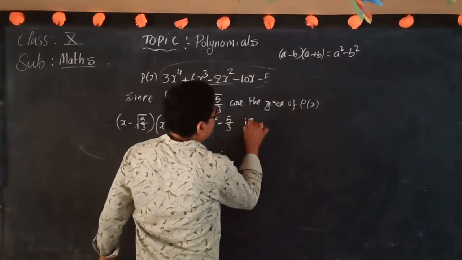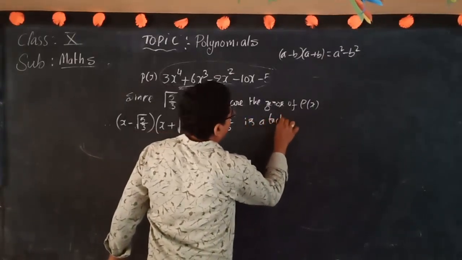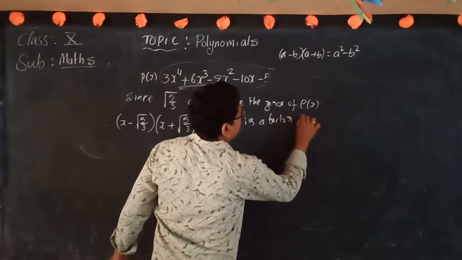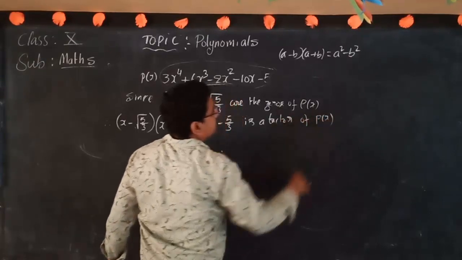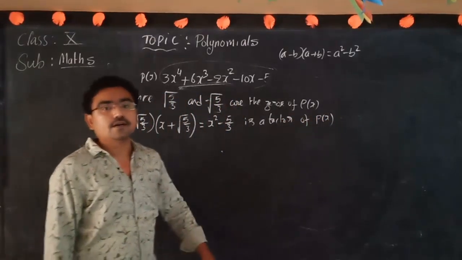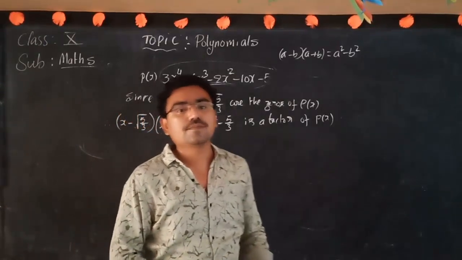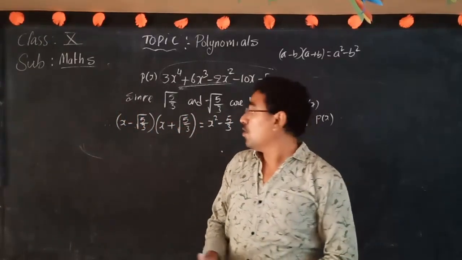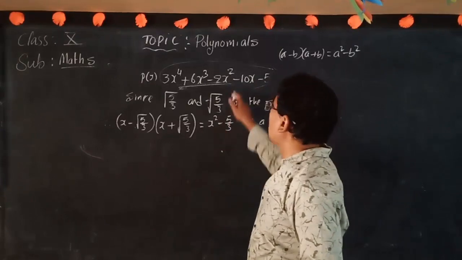This is a factor of p of x. Just now I said the product is also a factor of the given polynomial. Now we got a factor for this polynomial.